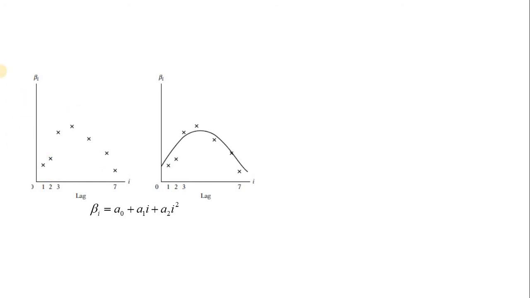How many turning points are there? One turning point is there. Look, this is a turning point. So if there is one turning point, it can be approximated by a second degree polynomial. That means using a second degree polynomial, we can approximate the relationship between beta i and lag length. This is what is called the Weierstrass theorem. So beta i is equal to a0 plus a1 i plus a2 i square.